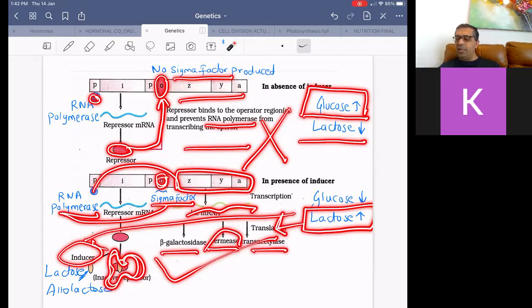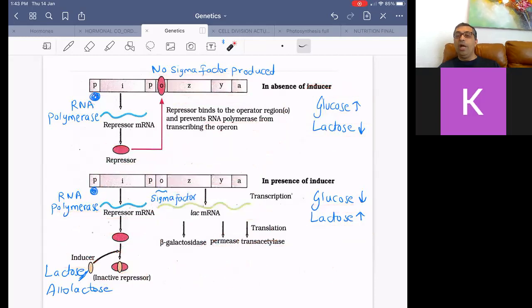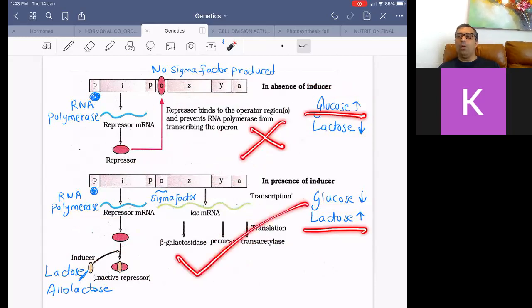It will produce sigma factor, will take RNA polymerase from promoter to the three structural genes, will produce lac mRNA, will produce more permease, more lactose enters inside. Beta galactosidase breaks down lactose into glucose and galactose, of which glucose will undergo glycolysis to produce energy, and the lac operon has been switched on. So high glucose switches off lac operon, high lactose switches on lac operon.